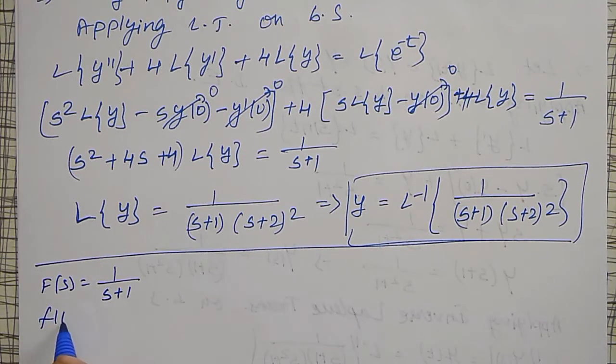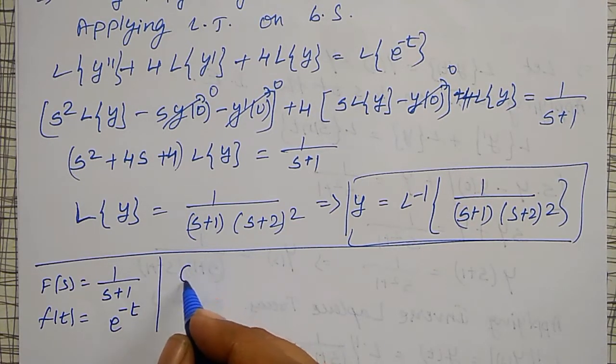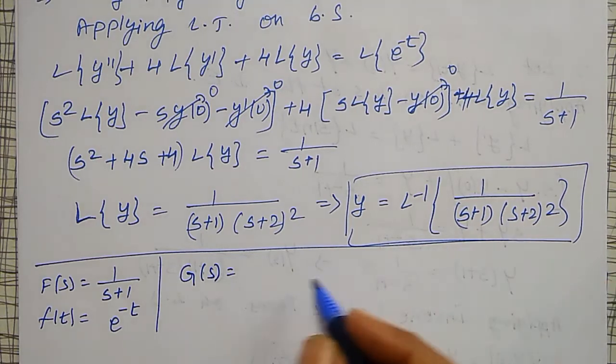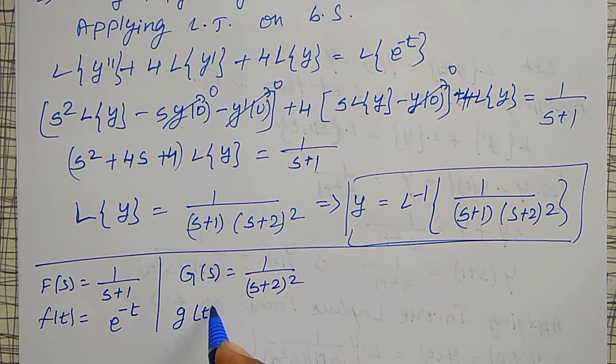Therefore my f of t will become e to the power minus t, and one more term, g of s, is equal to, let me consider, 1 divided by (s plus 2) square. Therefore g of t will become the inverse Laplace transform of this. Since the square is there, I have to use the shifting property.